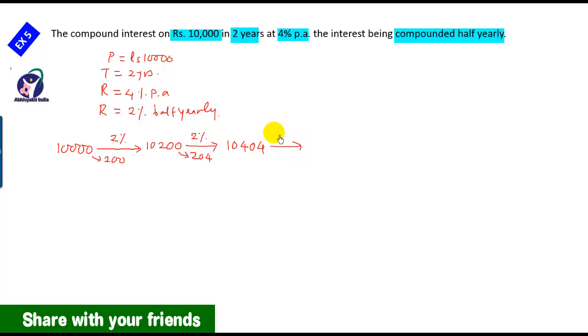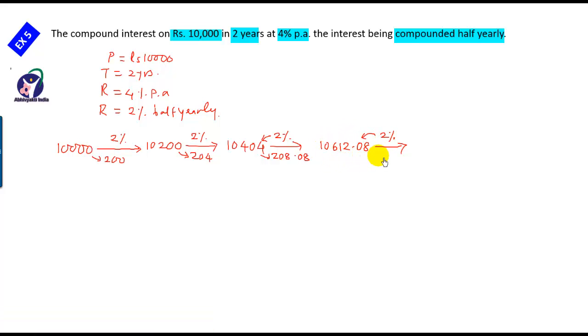And for the next 6 months, again 2% rate of interest. So 2% of 10,404, that will be 208.08. So this total amount will be 10,612.08. Then for the next half year, again 2% will be calculated on this amount. So 2% of this amount will be equal to 212.24. So add this to get the total amount.